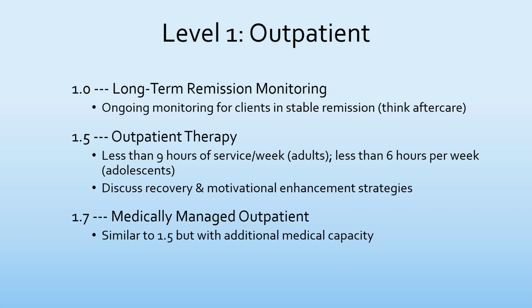Again, with each dimension, we have a 0.7 here, 1.7 being medically managed outpatient. That may sound a little bit strange to some people. Essentially, it's the same as 1.5, but we would also have the medical capacity to monitor somebody for withdrawal, make sure that if they are going through any type of withdrawal, they can do so ambulatory on an outpatient basis, that they're safe, that they're stable, maybe that they're taking any medications for withdrawal that they need to be on, and that if needed, we could quickly refer them to a hospital or other type of service if it became more severe.